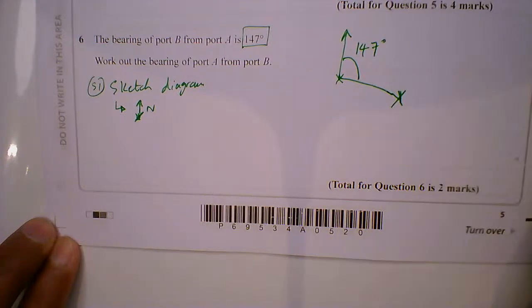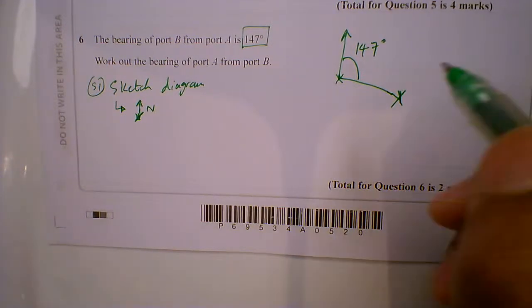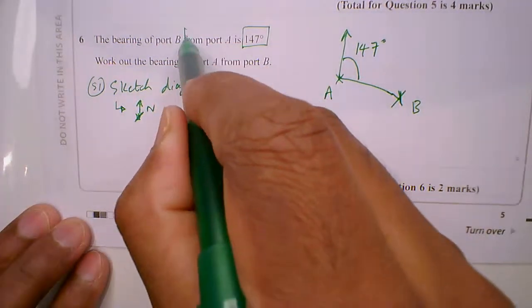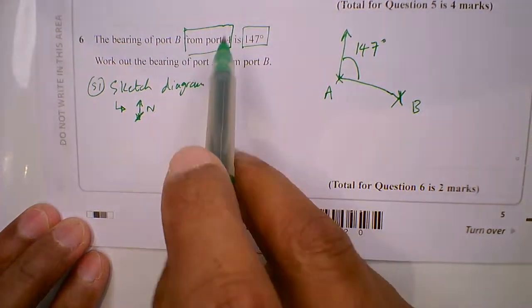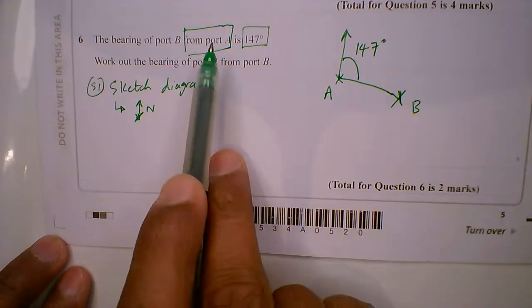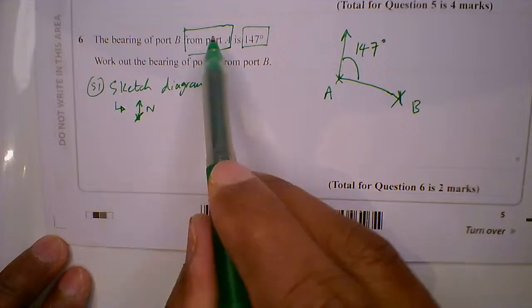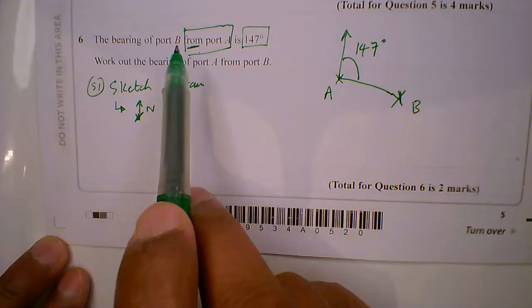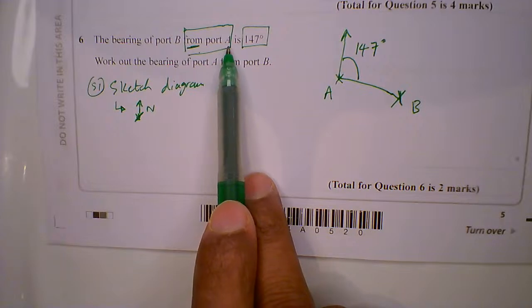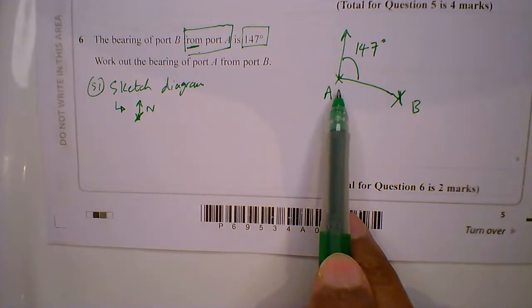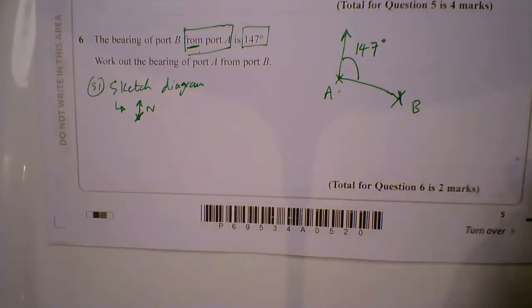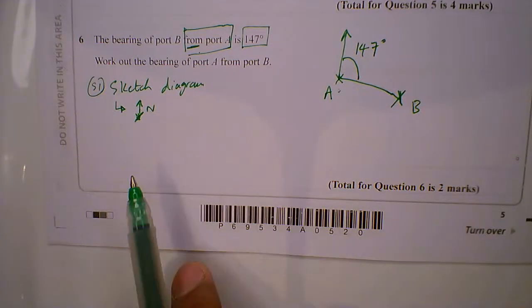So that's my sketch. All right. So this is A and this is B. From port A, that's the key word. From port A, I've got 147. So this is the key word, from. Whenever you see from, that's what we are labeling it. So from port A. Because it's from, we use that as A. Start with north, and then it's 147 degrees. So we've got that. So now what do we do?